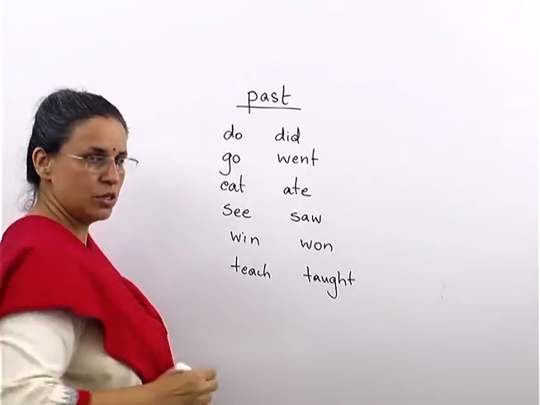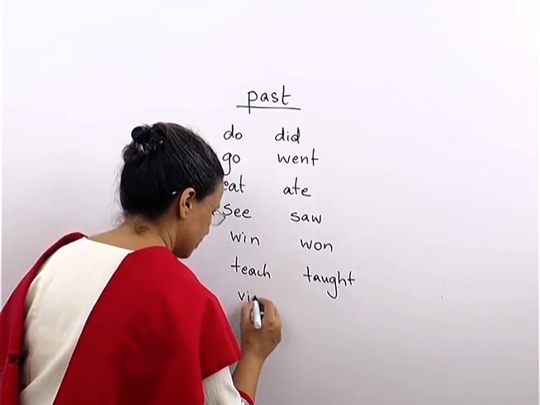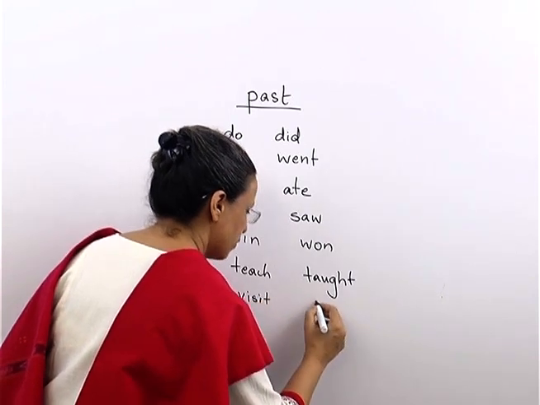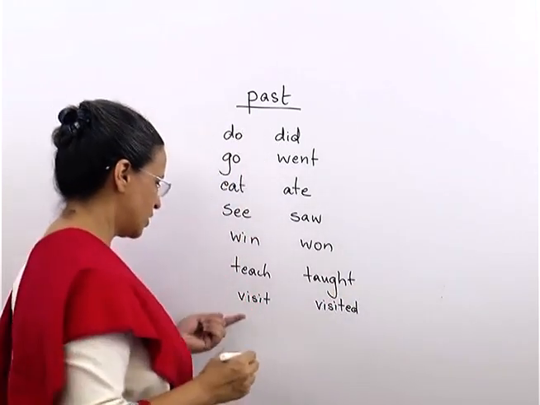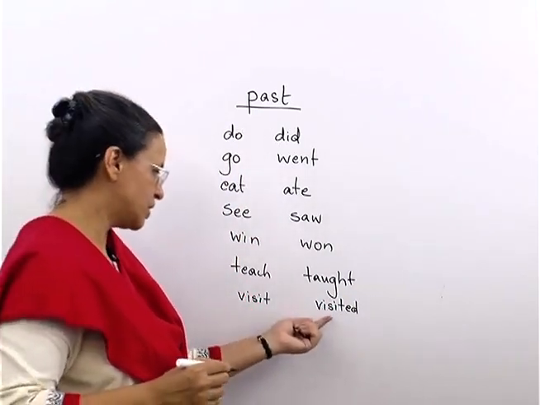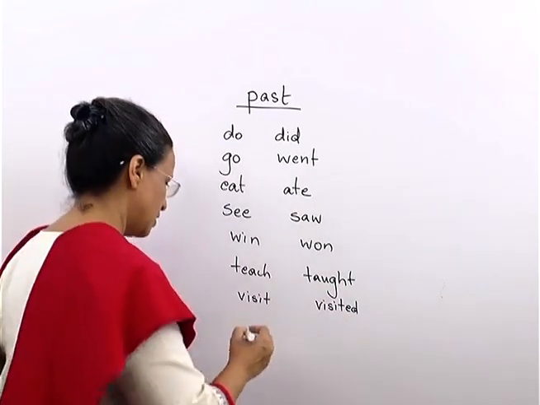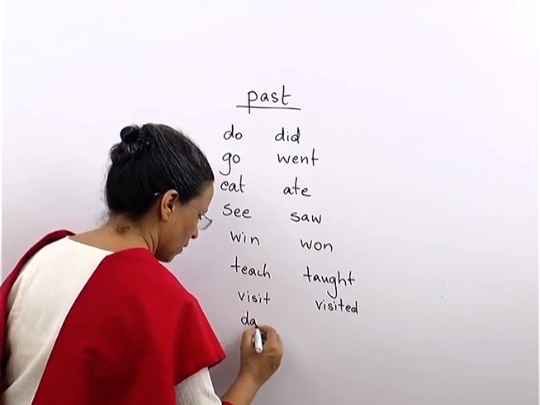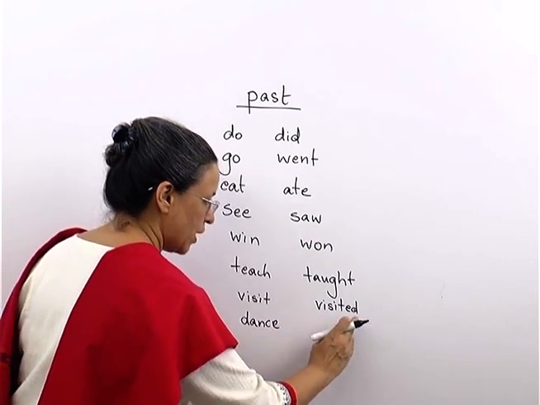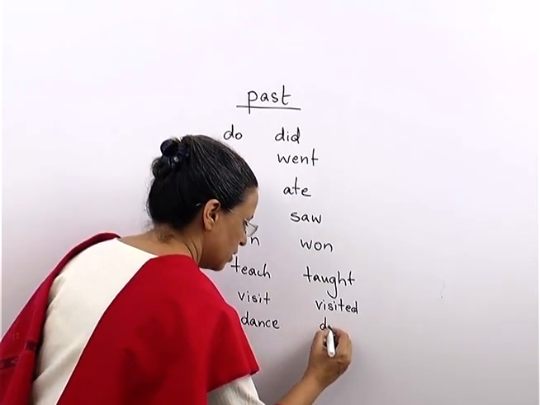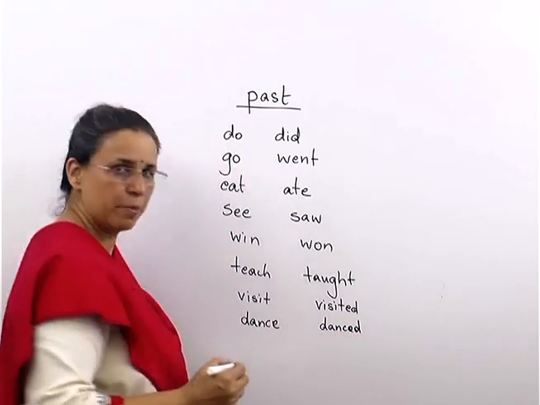Some of the past tense you just have to add an ed, like for example visit. We can simply write visited. That means I visit my grandmother every year. We visited her last year. So by putting ed. Now dance, if you see, it already ends with an e. So you only have to add a d. For example, danced. And it will become past tense.